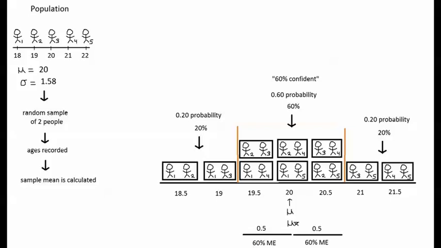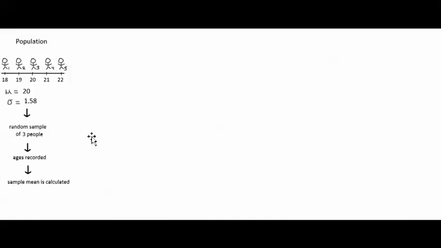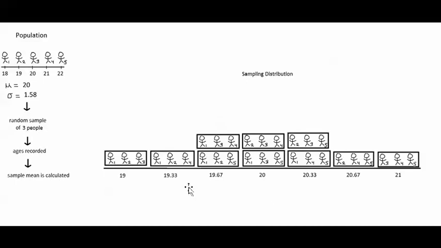For right now, let's imagine that I'm taking a random sample of 3 people from the population, and I'm calculating the mean age of the 3 people. In this situation, there are 10 possible samples. Once again, this time each possible sample is a sample of 3 people.